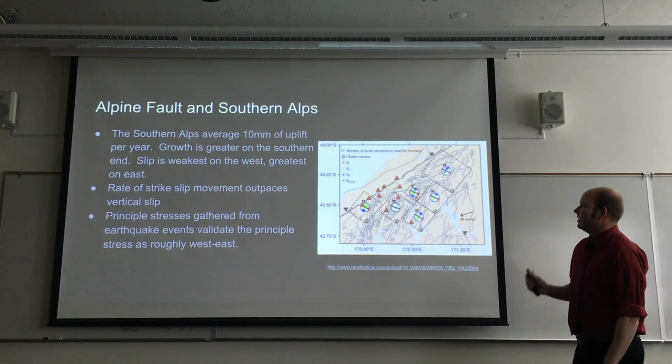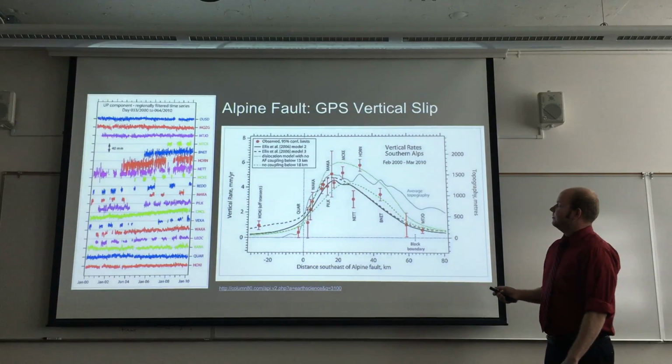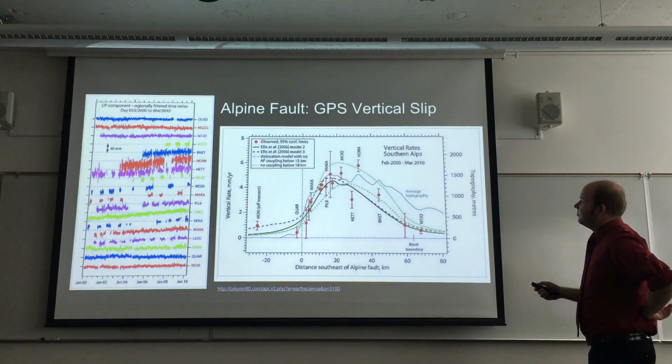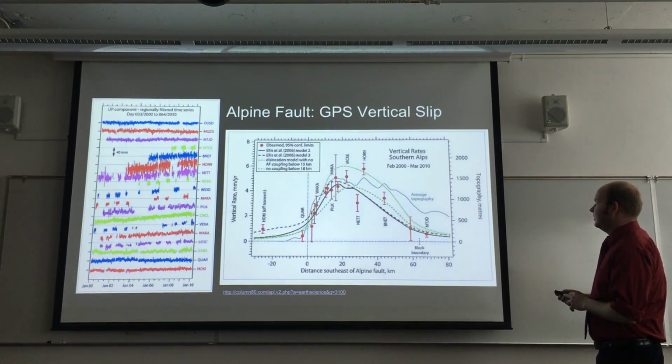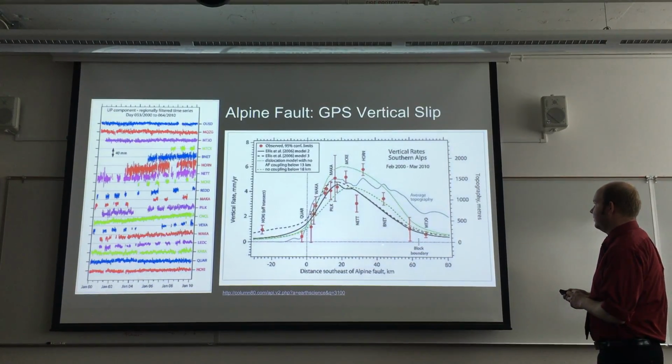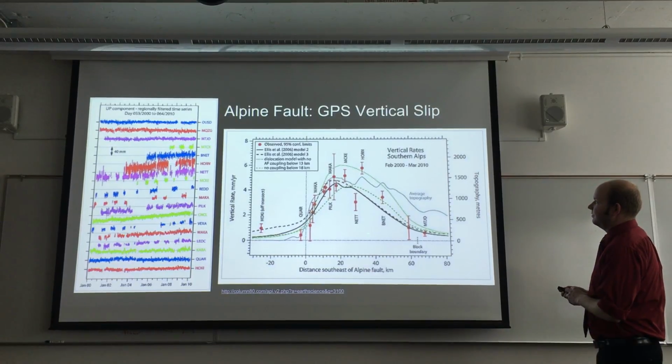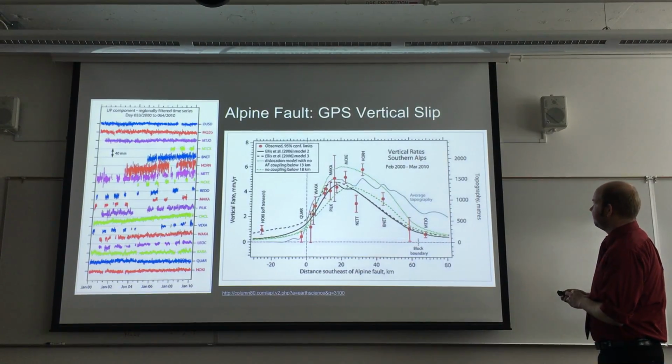And here we have another figure showing a lot of the vertical slip. As you can see, the majority of the vertical slip is happening close to the fault. The farther away we get, the less vertical slip we are getting.